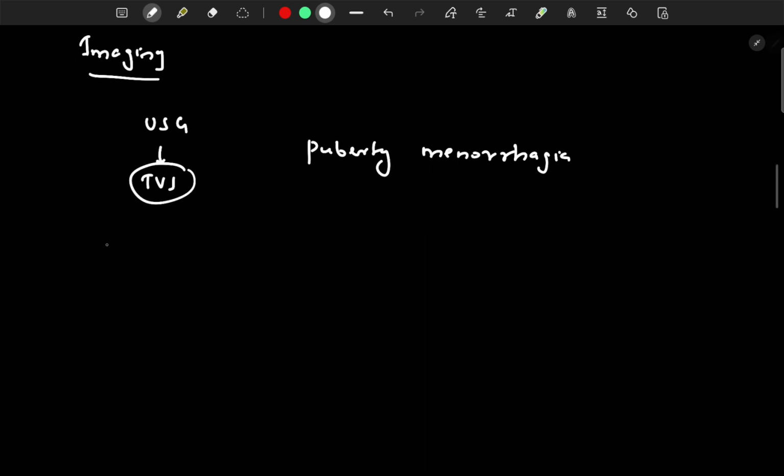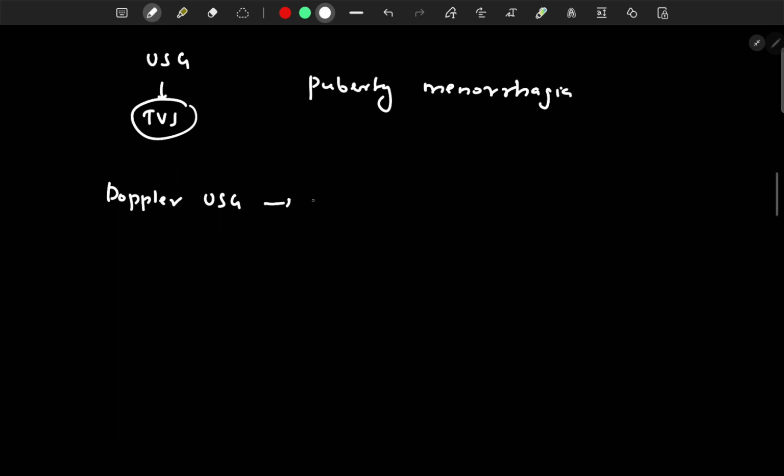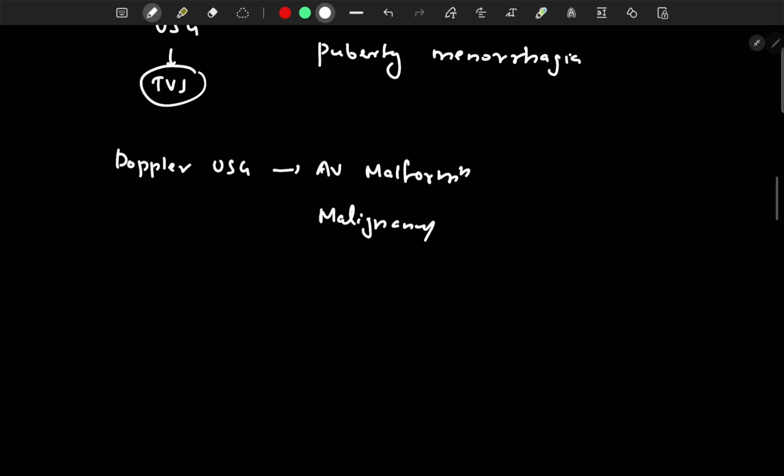Then I can do a Doppler ultrasound, if I am suspecting any AV malformation or any malignancy. Even this Doppler USG can differentiate between a fibroid and an adenomyosis.